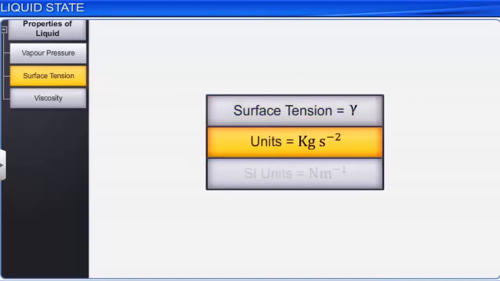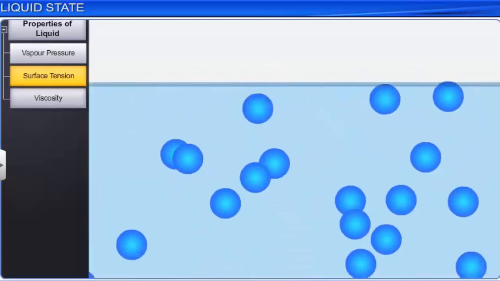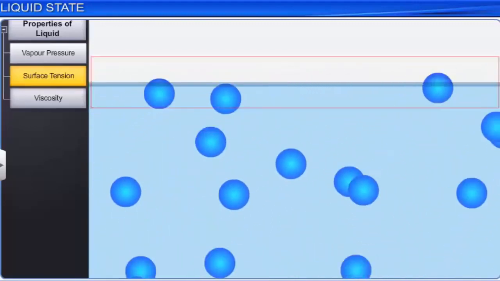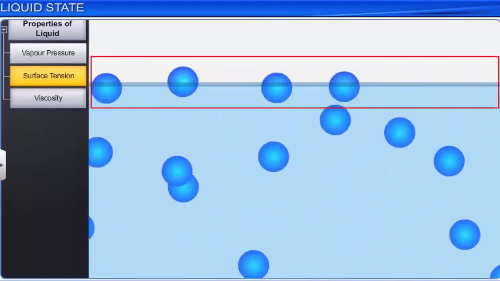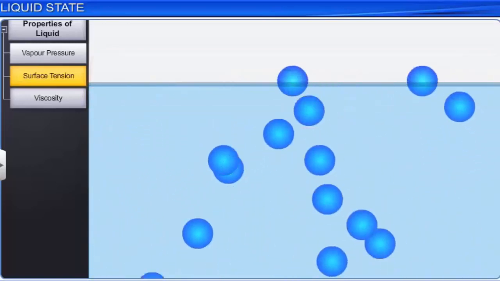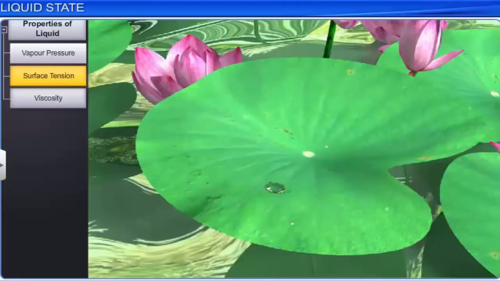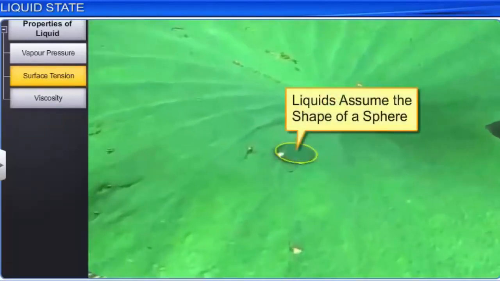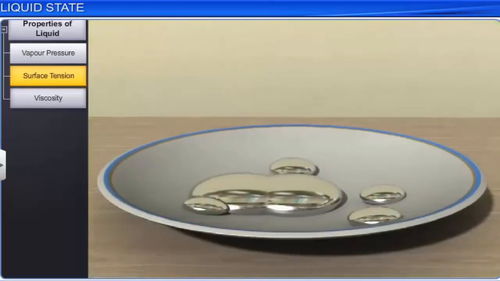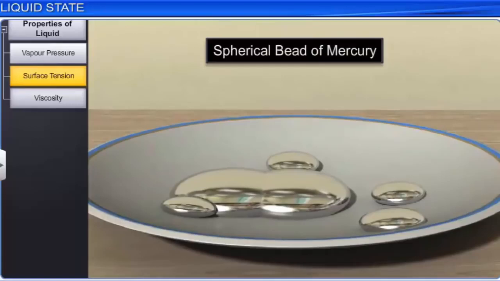To avoid the instability caused by the surface tension and to remain at the lowest energy state, liquids naturally tend to have the minimum number of high-energy molecules on the surface. To minimize the surface area as much as possible, the molecules of liquids assume the shape of a sphere. This is why mercury forms spherical beads instead of spreading on a surface.